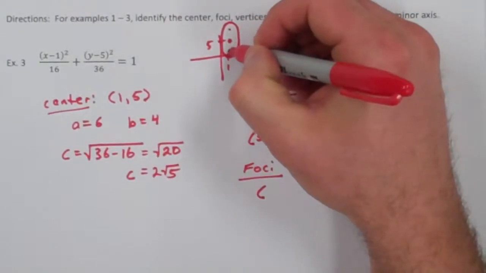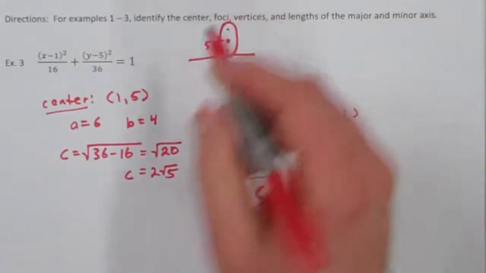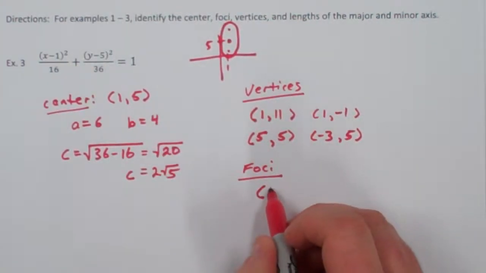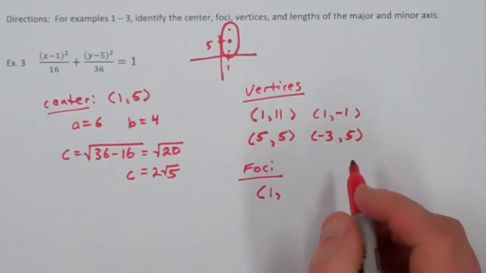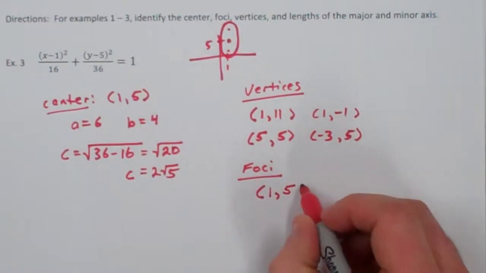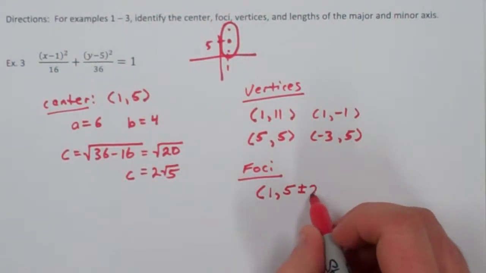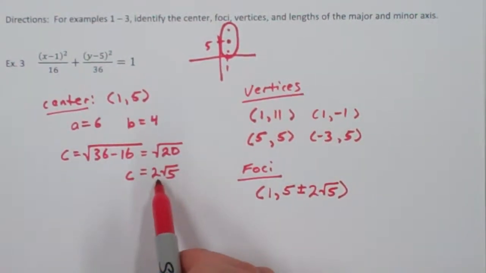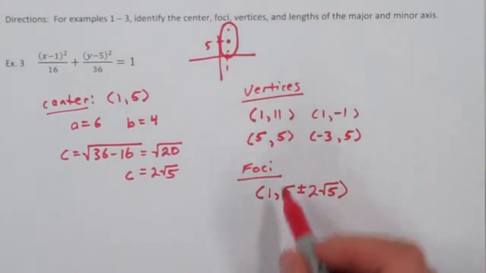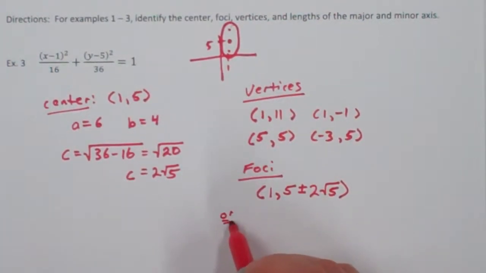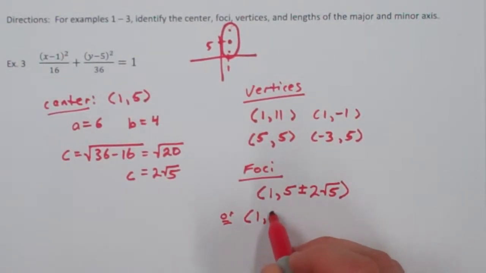Keep in mind that the foci are going to be on the major axis. So we're going to go right back to our center, just like the major axis vertices. In this case, the x value will stay the same. And this one needs to change by both adding and subtracting 2 root 5. So even though c is a distance, we need to both add it and subtract it, so you can write the answer like this. Or, if you prefer, this is a little bit longer, but you can do this.